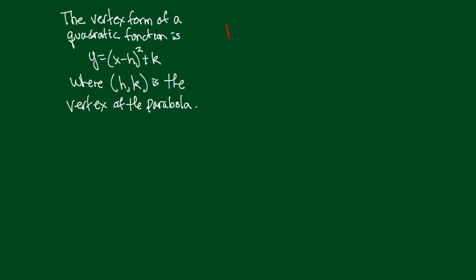So for example, suppose we have a parabola here that opens upward like this, and I draw it somewhere in a plane. What would the coordinates of that point right there be? Well, that would be h, and this would be k.